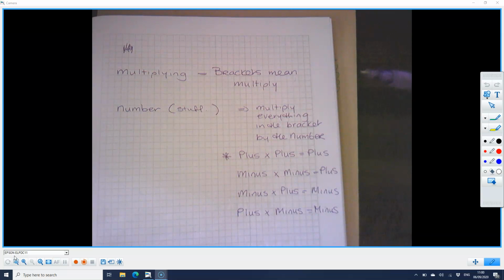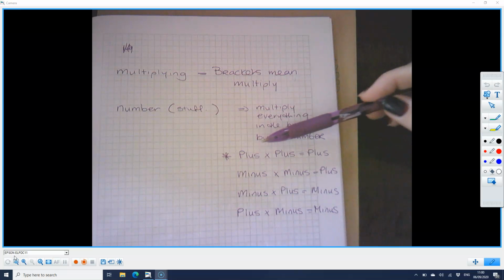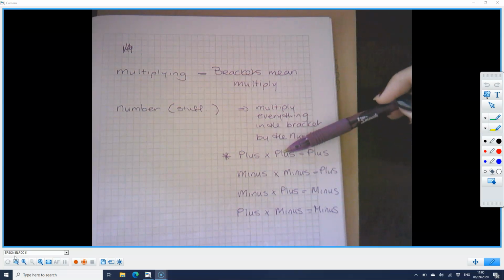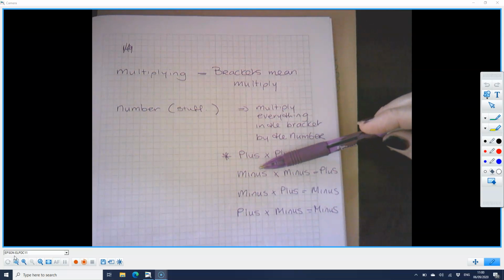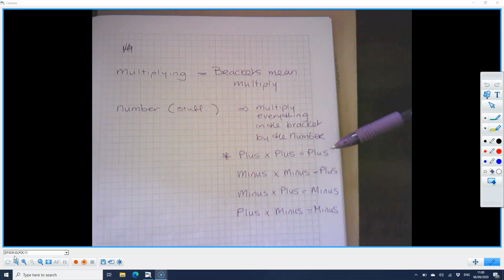In terms of that, there are some silly rules. If the numbers and letters you are multiplying are both positive, so a plus times a plus, your answer will be positive. It will also be a plus. If you have a minus number times a minus number, the answer is a plus. So minus by minus gives you a plus if you're multiplying.